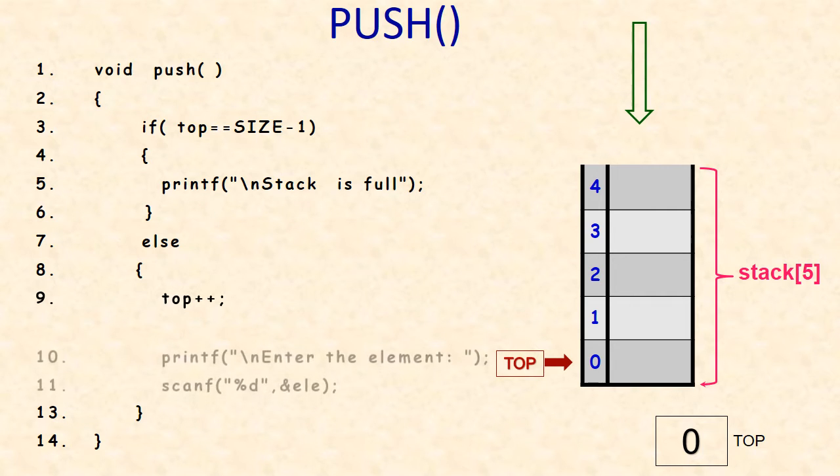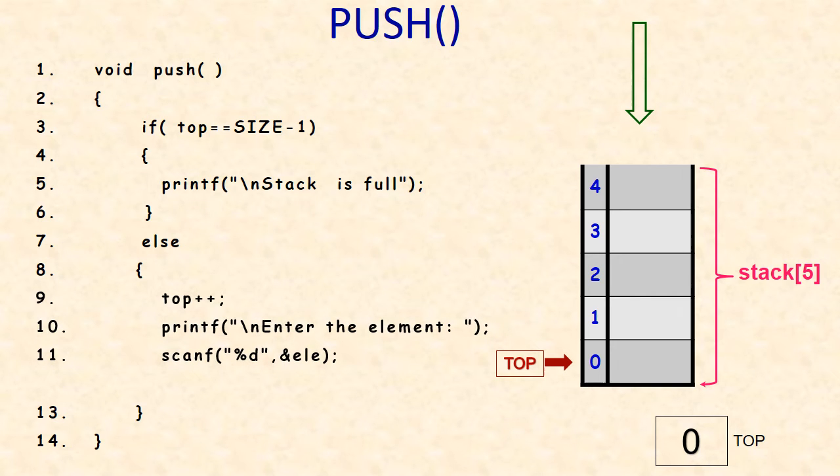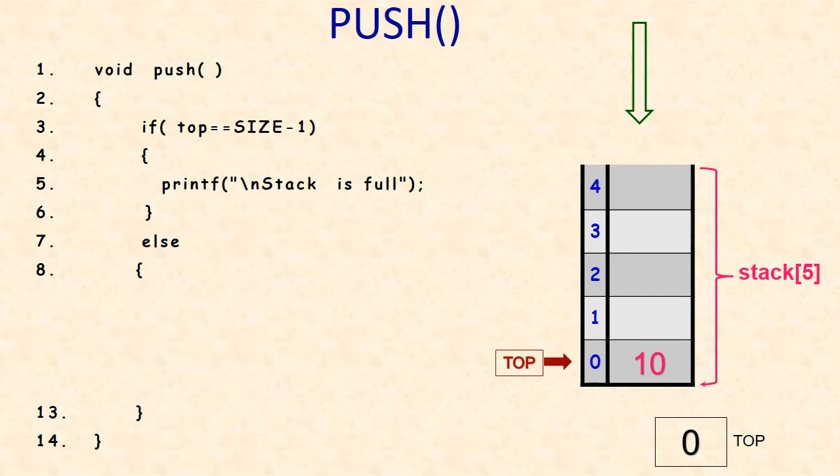Then read an element into a variable ELE and place that in the stack. Stack of top is equal to ELE. What is top now? 0. So stack of 0 is equal to ELE. ELE is the value we read. Assume 10, then 10 will be placed in the array. That is stack here. Let us insert another element.